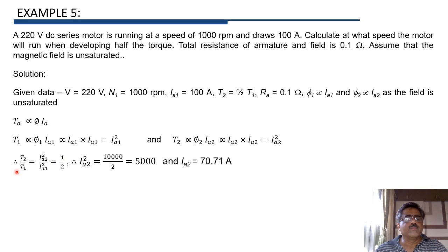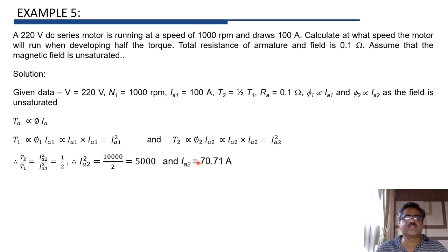Now therefore Ia2 square is equal to T2 upon T1, that is 1 by 2 into Ia1 square. Ia1 is 100, and therefore Ia2 square is equal to 100 square divided by 2, which is equal to 5000, and therefore Ia2 is equal to square root of 5000, which is equal to 70.71 ampere. So if the torque is half of the original torque, then current will reduce to 70.71 ampere.